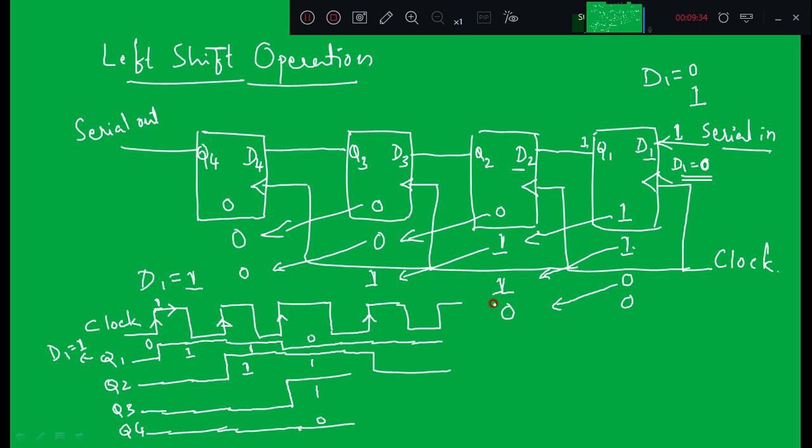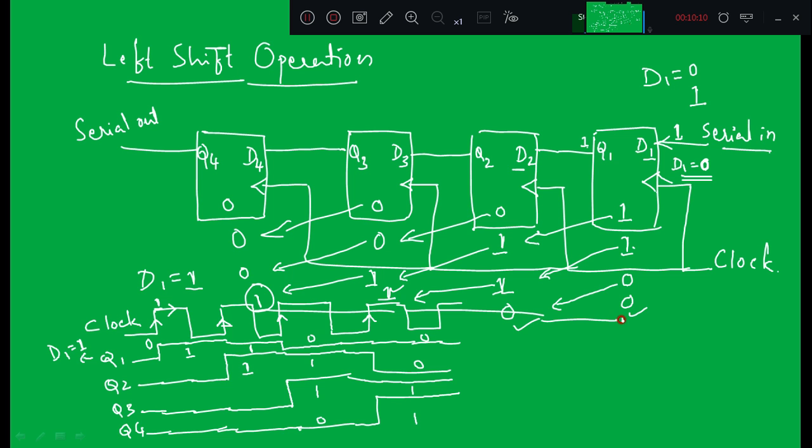And the third flip-flop gets loaded with 1. That means the third flip-flop remains in its previous state because this one shifts towards left. Next this one shifts towards left, so that is 1, and q4 will become that. So what is the final data in these 4 flip-flops after applying 4 clock pulses, or 4 control inputs? It is 0, 0, 1, 1. The same thing we got here. So this is the left shift operation.